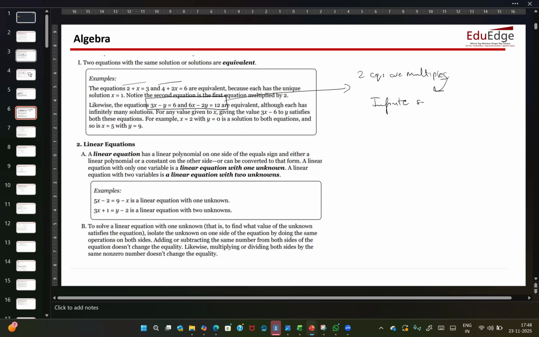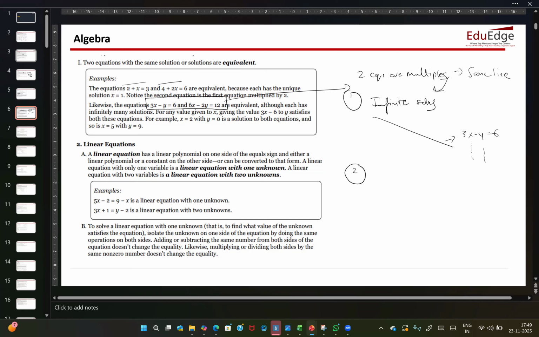Infinite solutions. And the reason why they're infinite solutions is because it's one and the same line. Two equations are multiples, which means we're talking about the same line, one on top of the other, overlapping. So suppose we are dealing with 3x minus y equal to 6. x can take any value. Let x be 1, then y will become minus 3. If x is 2, then y will become 0 and so on. So I can have an infinite number of combinations of x and y. Whenever two equations are multiples of each other, it has infinite solutions.